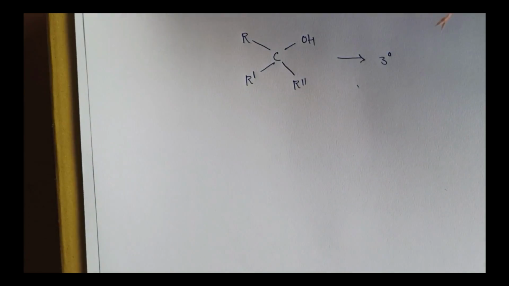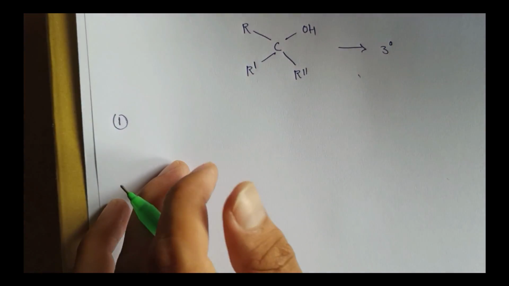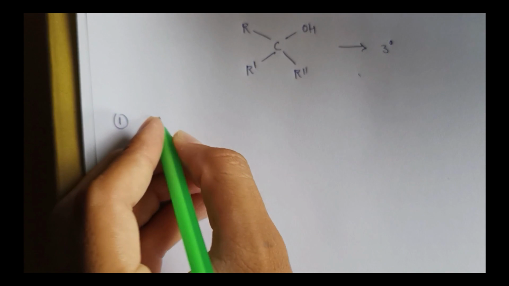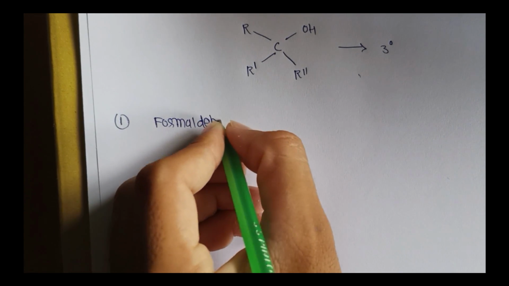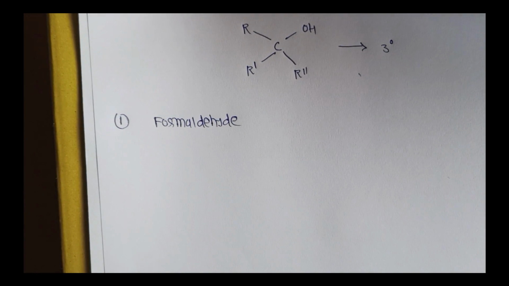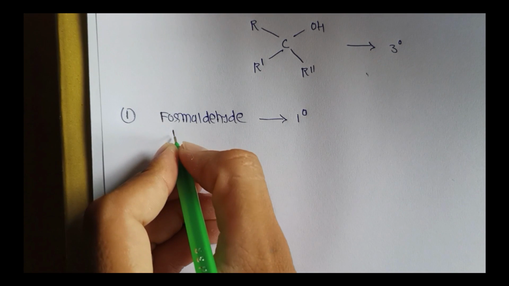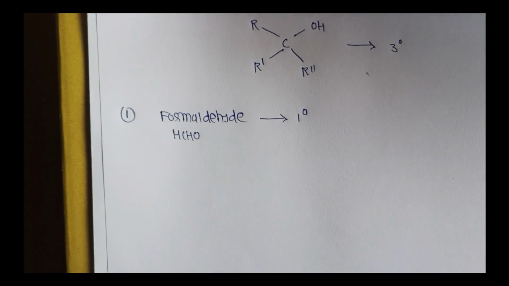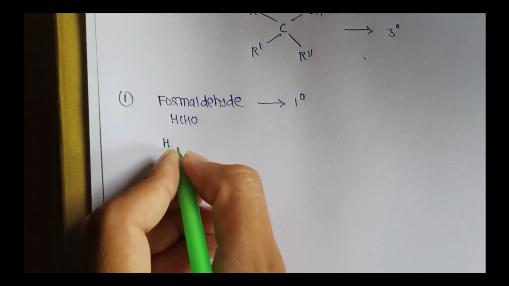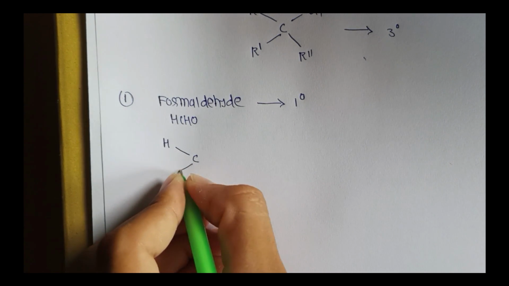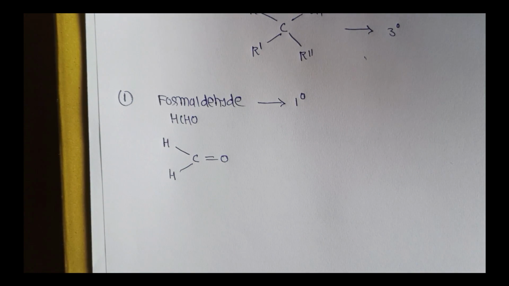So first of all, let us discuss how to prepare primary alcohol. In primary alcohol, the starting reagent is formaldehyde. Formaldehyde means HCHO. This is the formula of formaldehyde, but the structure is H-C(=O)-H. This is the formaldehyde structure.